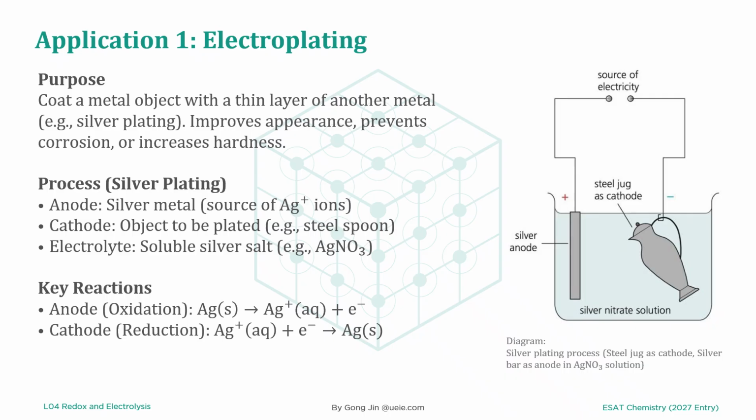Let's take silver plating a spoon as an example. The anode is a piece of silver metal, which dissolves into silver ions. The cathode is the steel spoon we want to plate. The electrolyte is the silver nitrate solution. Silver ions from the anode are attracted to the cathode, the spoon, gain electrons, and deposit as a thin, shiny layer of silver. The result? A beautifully silver-plated spoon.